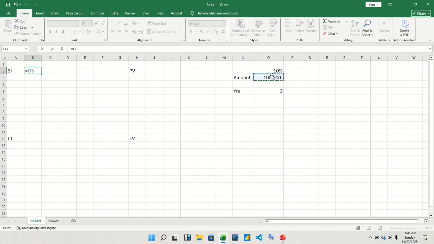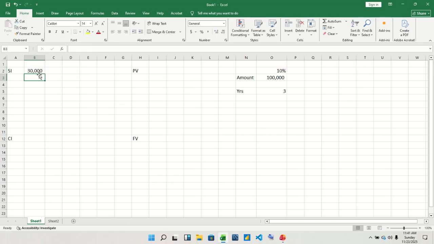By selecting it here, it will come out here as usual. Then you multiply it by the rate, which is 10%. It's already in percentage, so you just multiply it. Then you multiply it by the time too, which is the 3. So it remains the principal times rate times time. After you have finished multiplying, you hit enter. So it tells you that the simple interest is 30,000. So that is how to do simple interest using Excel.